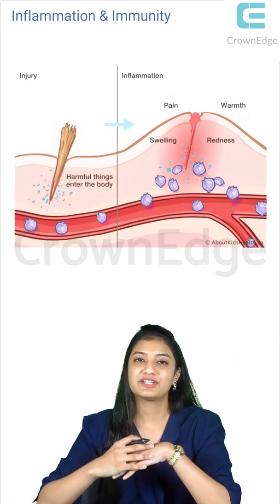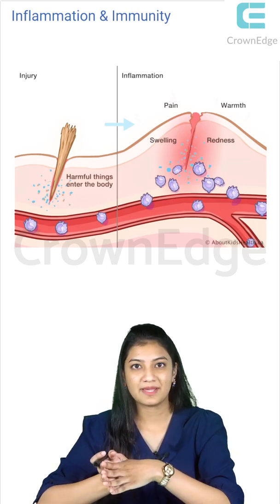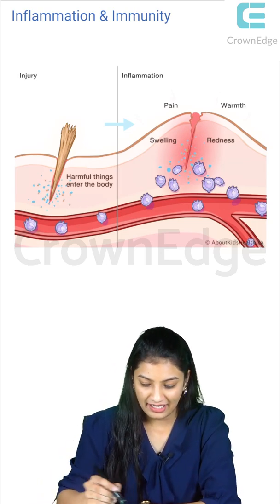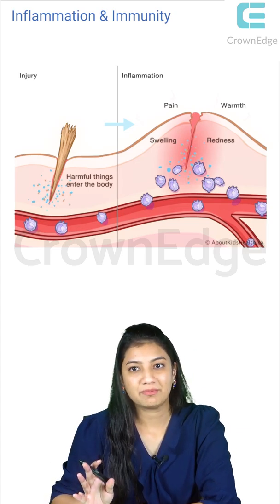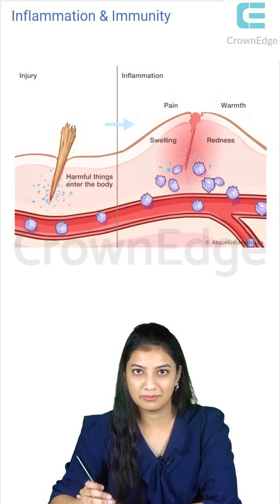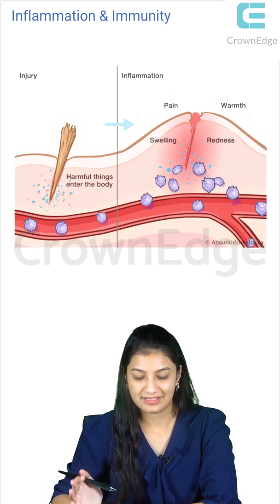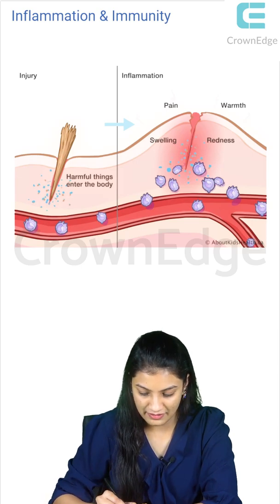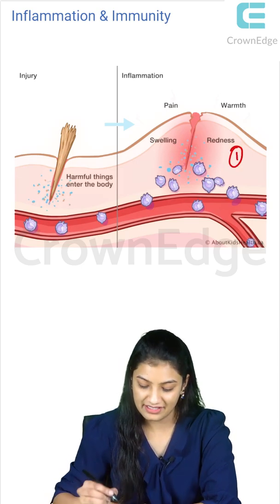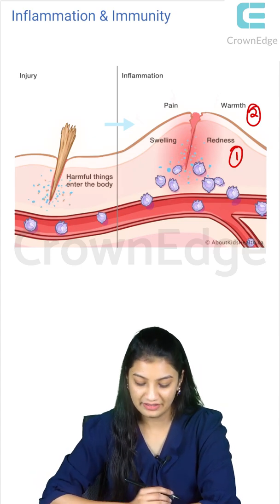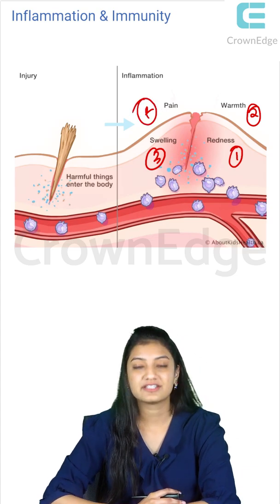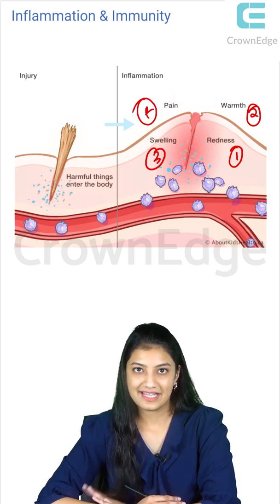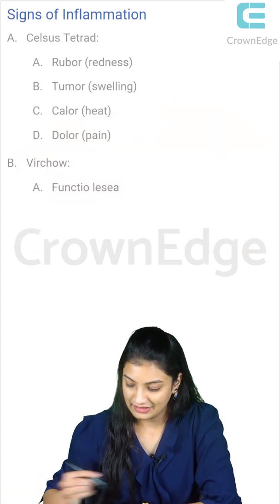And this is inflammation and immunity. The most basic concept, the science of inflammation, is the Celsus tetrad. The 4 signs can be appreciated initially whenever there's an injury or harmful thing inside the body. That is the redness, rubor. Second, warmth, that is calor. Third, swelling, tumor. And fourth, pain, that is dolor. So these 4 are the Celsus tetrad. And the 5th is Virchow's functio laesa.